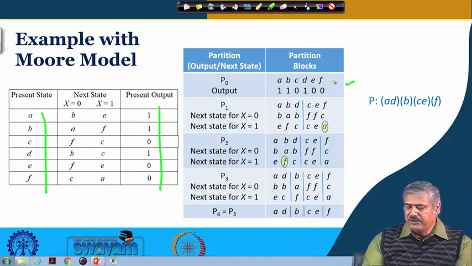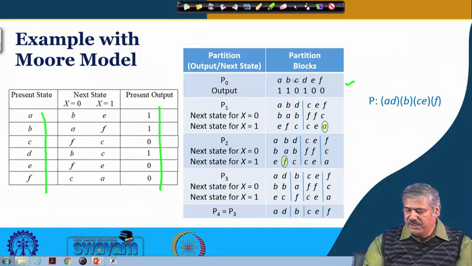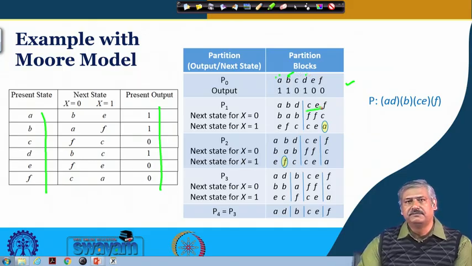So in this example, to start with, A, B, C, D, E, F, all of them are in one block. Now we see that 1, 1, 0, 1, 0, 0. So this is the thing. So A, B and D will be in one block, and C, E, F will be in another block. Is it fine? That is the first step we have done.